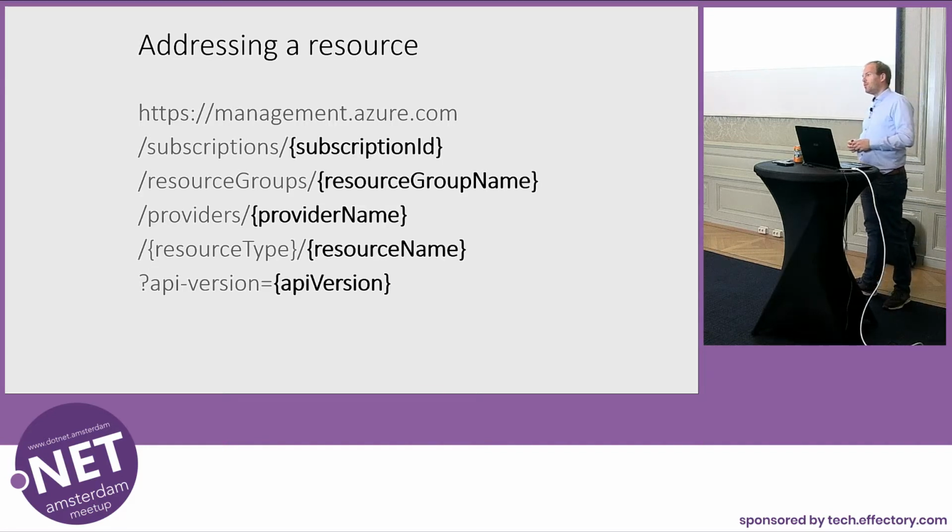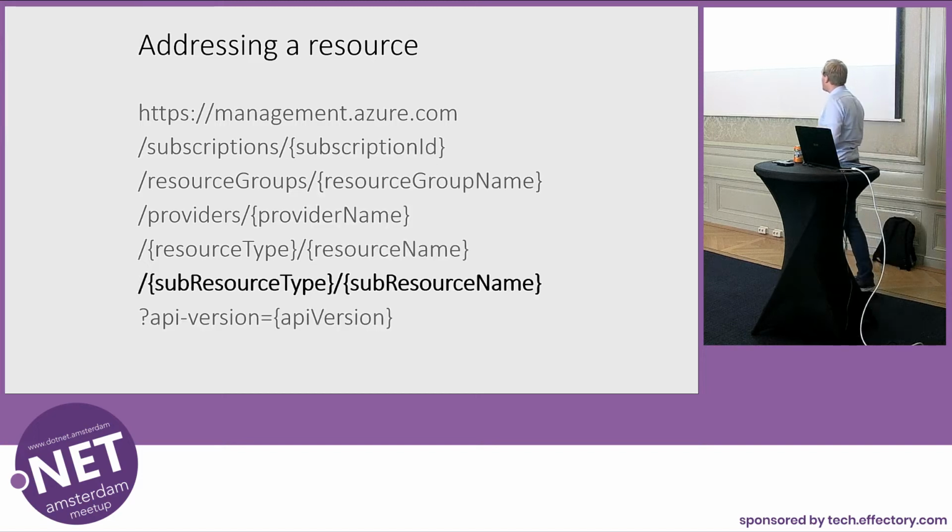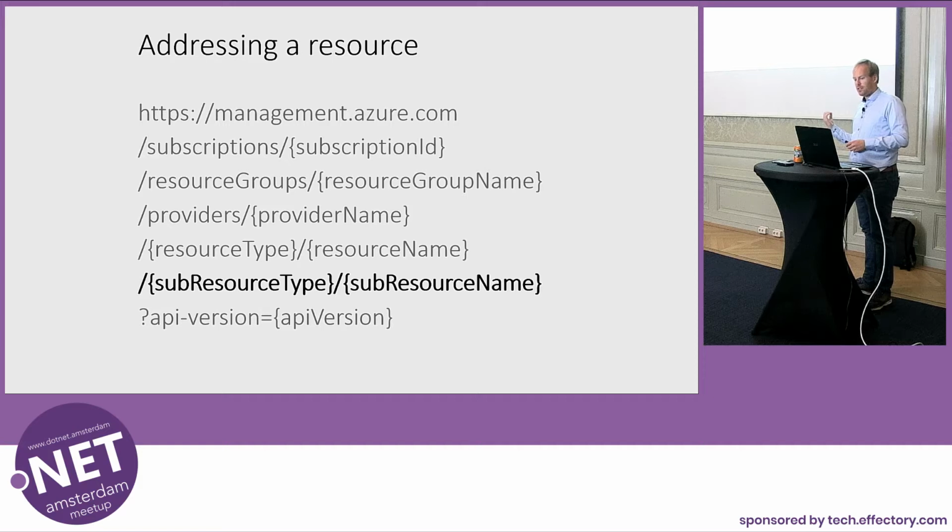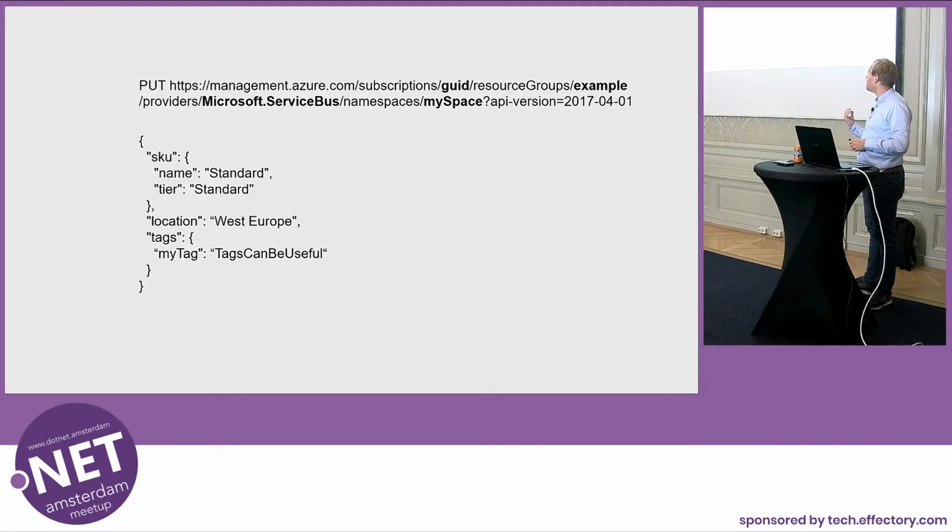Now, except for resources, we also have sub-resources, and in that case, the URL will extend like this, which shouldn't come as a surprise, I hope. Now, what can we do with this? We can create, for example, a PUT request to the location of a not yet existing resource. So here we see the same URL build up, in this case for a service bus.